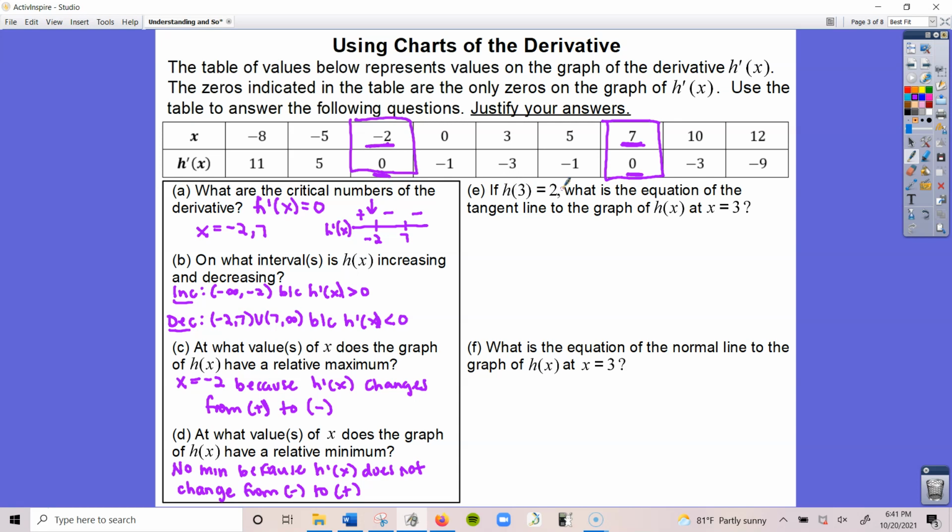If h of 3 equals 2, what is the equation of the tangent line to the graph of h of x at x is equal to 3? So what they've given here and what I've underlined, this is my point of tangency. The other thing that we need is my slope, so I need h prime of 3. And luckily here this chart represents my derivative values. So since I'm looking for h prime of 3, I look at my x value, this is 3, my h prime is negative 3. So now I have my point of tangency and my slope, so my equation would read y minus 2 is equal to negative 3 times x minus 3.